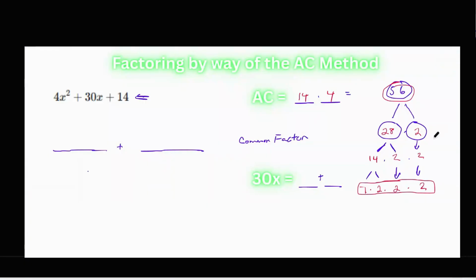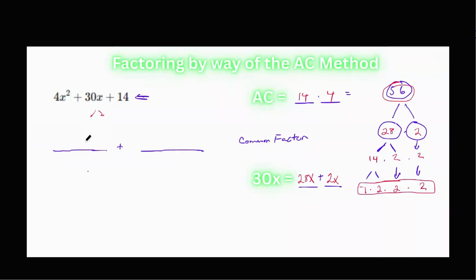So now I look at this list and I can see that 28 plus 2 is going to give us 30x. So I'll put that right here. The 2x portion of this is going to go right here, right? I'm going to put 4x squared here. And we can see that 2 and 4 and x, that's going to be easy to take out. And then right over here, we're going to have 28x plus 14.